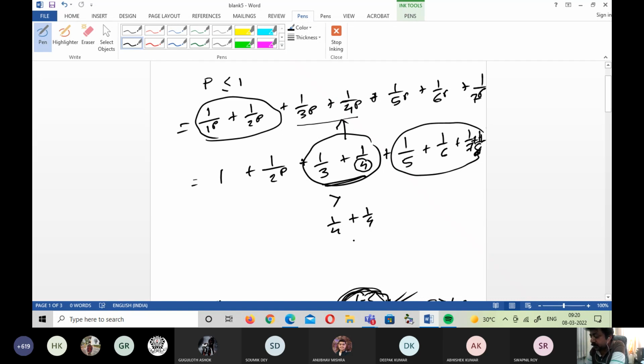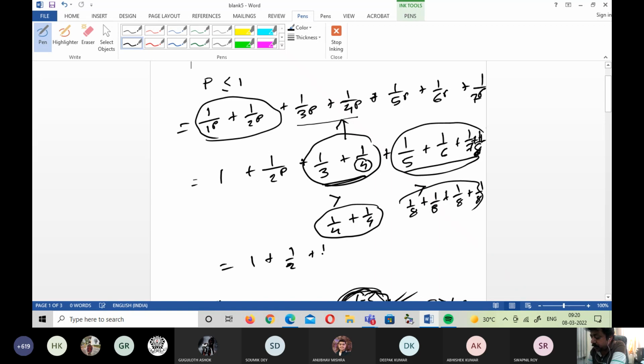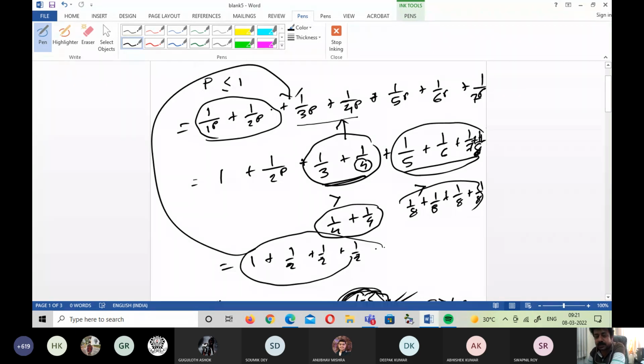Is it true or not? Yes. Similarly, this particular sum is greater than 1 by 8 plus 1 by 8 plus 1 by 8 plus 1 by 8. Can it be written? So here you see that it will be 2 by 4, it will be 4 by 8. So every time 1 plus half plus half plus half plus half in this way. So this smaller series is divergent, so that this series is divergent.